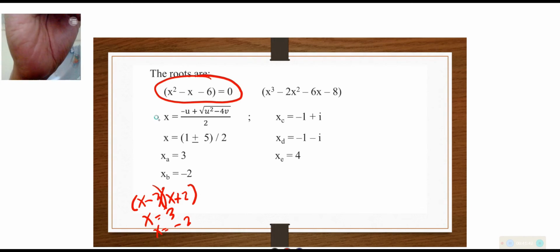Or you can use the quadratic formula, x equals negative b plus or minus the square root of b squared minus 4ac, all over 2a. But take note that our a is just equal to 1, so that's why it is not included in the equation, because here we have seen that a is just equal to 1.